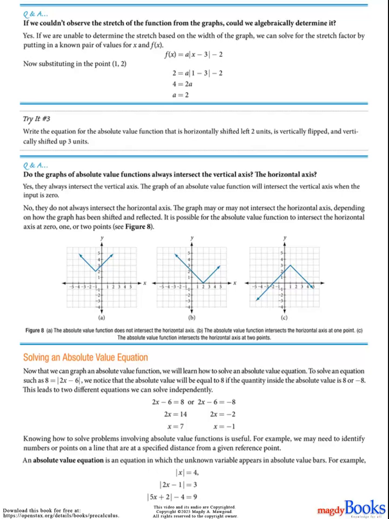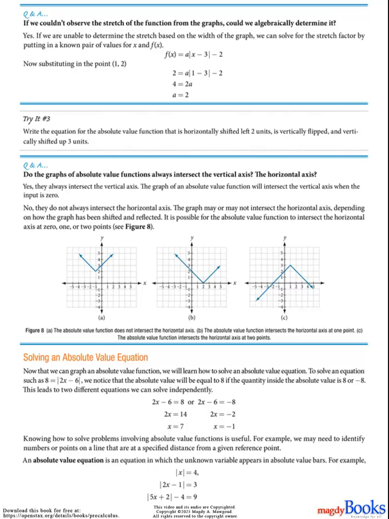Q and A. Do the graphs of absolute value functions always intersect the vertical axis? The horizontal axis? Yes, they always intersect the vertical axis. The graph of an absolute value function will intersect the vertical axis when the input is 0. No, they do not always intersect the horizontal axis. The graph may or may not intersect the horizontal axis, depending on how the graph has been shifted and reflected. It is possible for the absolute value function to intersect the horizontal axis at 0, 1, or 2 points.